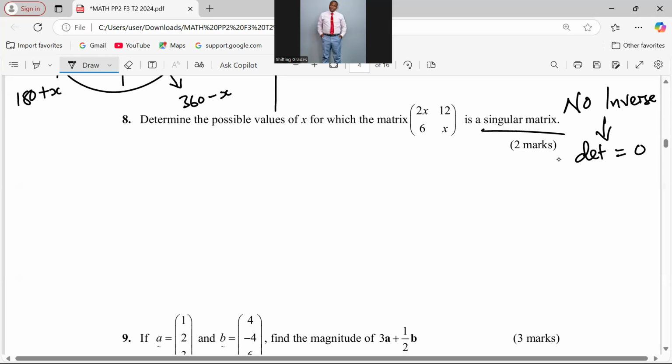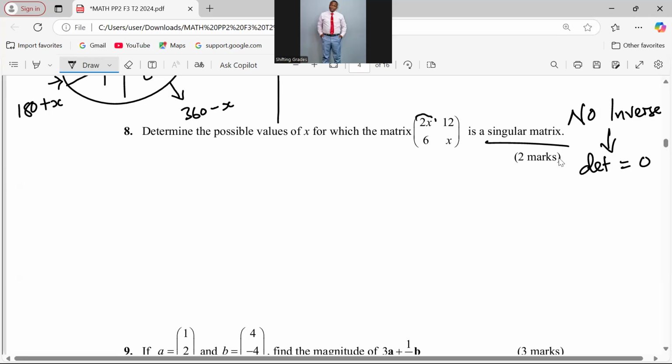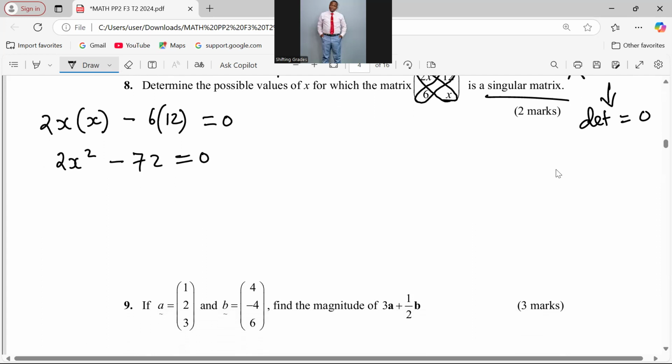So if the determinant is 0, now we can get the possible values of x. So how do we get the determinant? The product of elements in the main diagonal minus the product of elements in the other diagonal. So we talk of 2x by x minus 6 by 12 should give us 0. What is this? 2x squared minus 72 should give us 0.